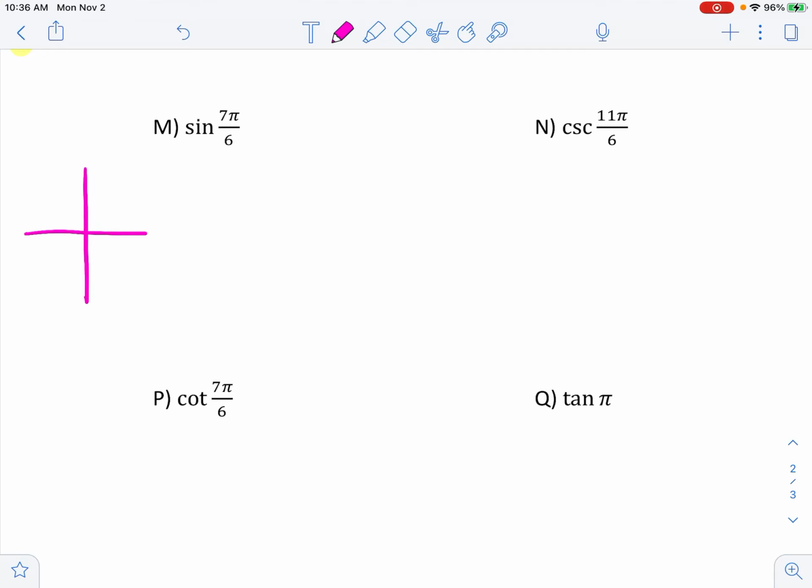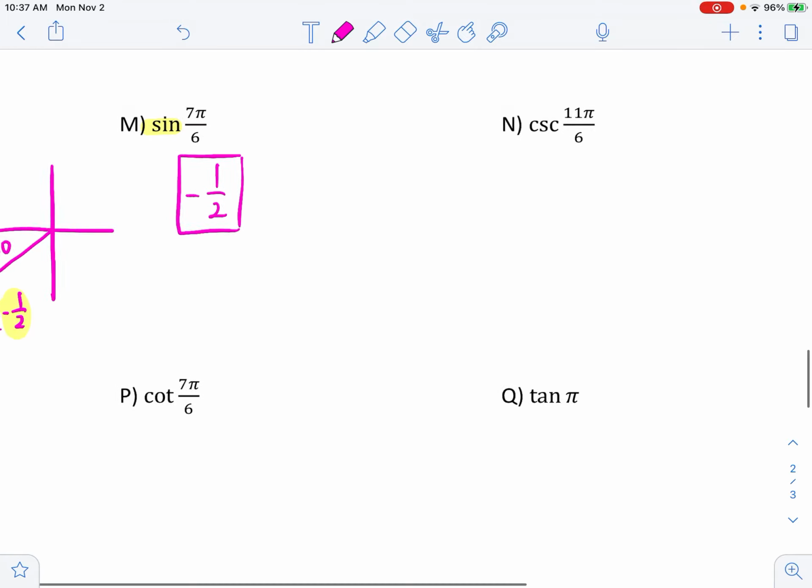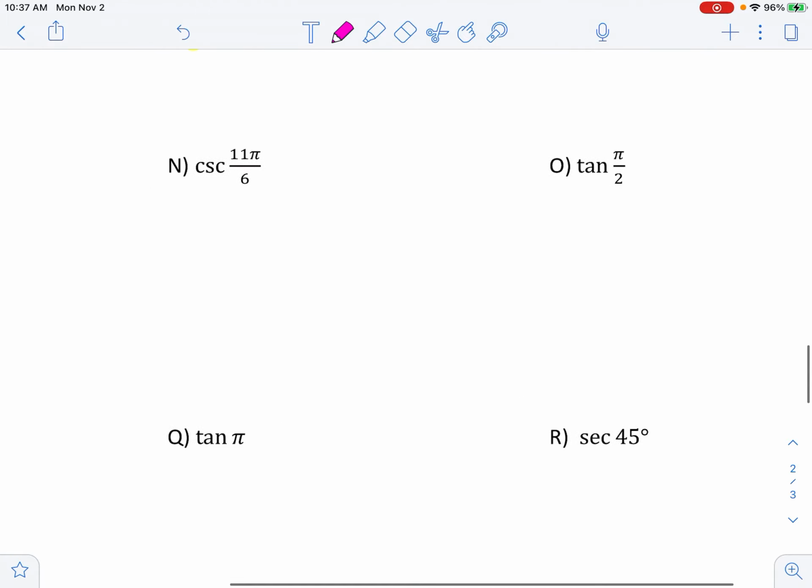Next, we have 7 pi over 6. Pi over 6 angles go 1, 5, 7, 11. So this is in my third quadrant. Pi over 6 is a 30-degree reference angle, so root 3 over 2, 1/2. This is left and down. Sine is my y value, so it is negative 1/2.